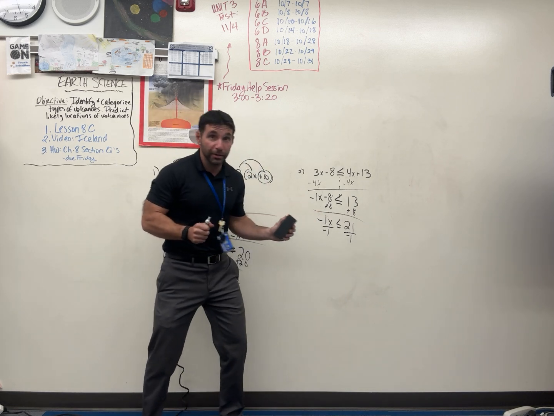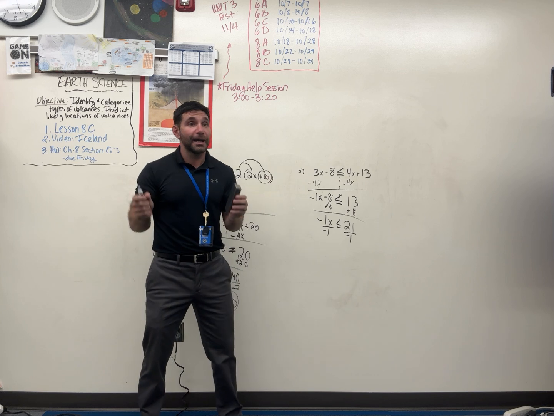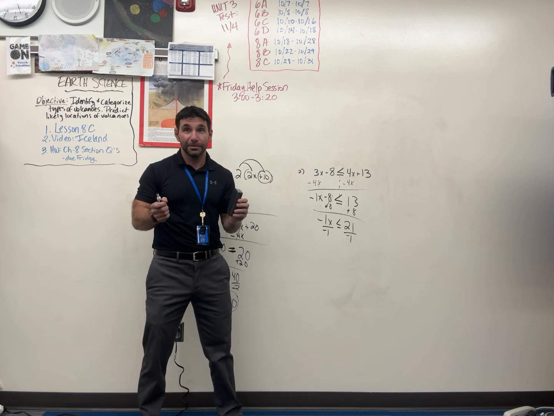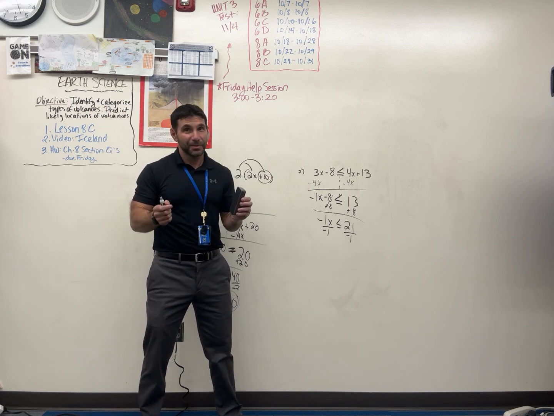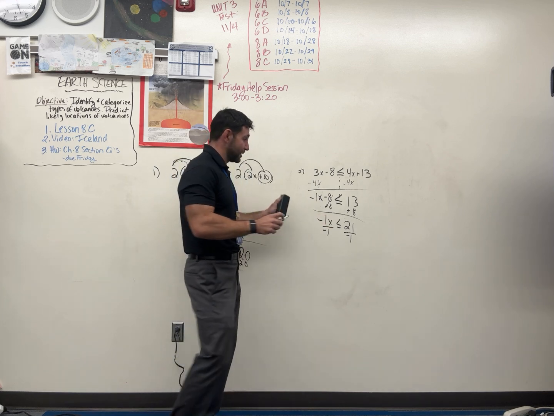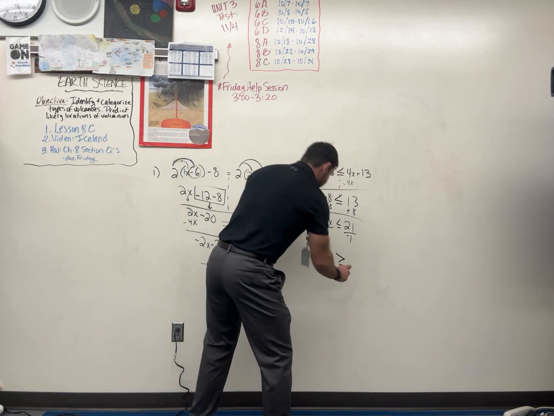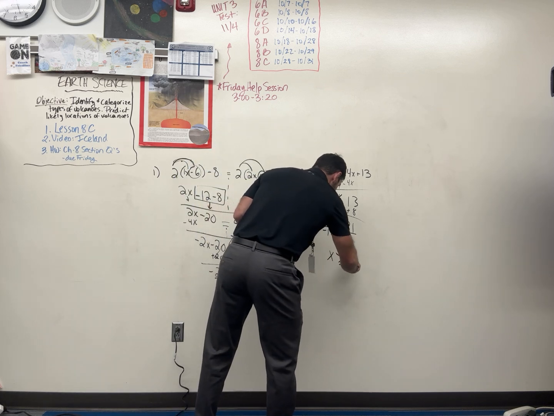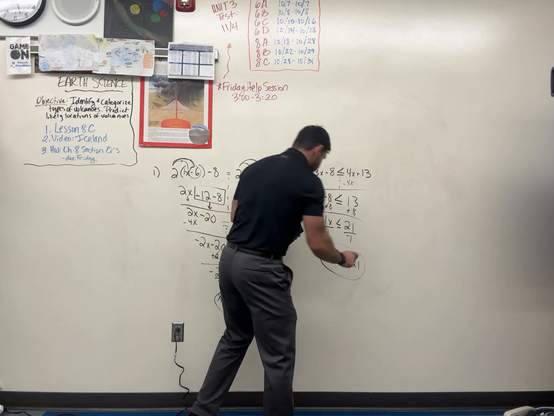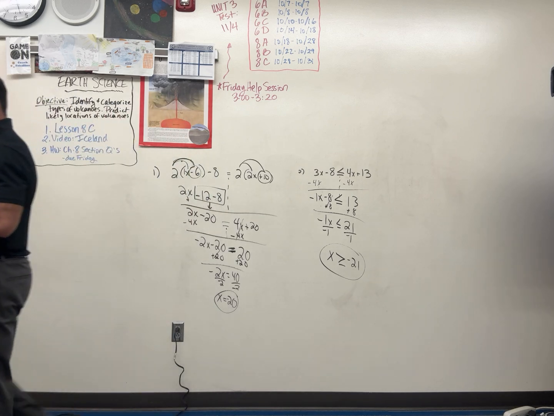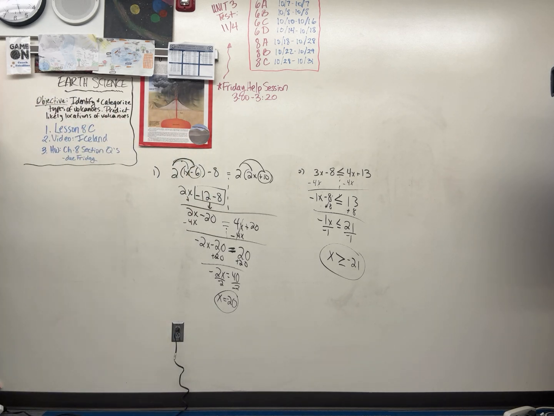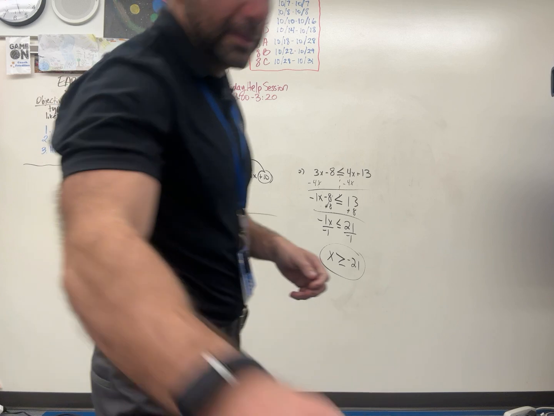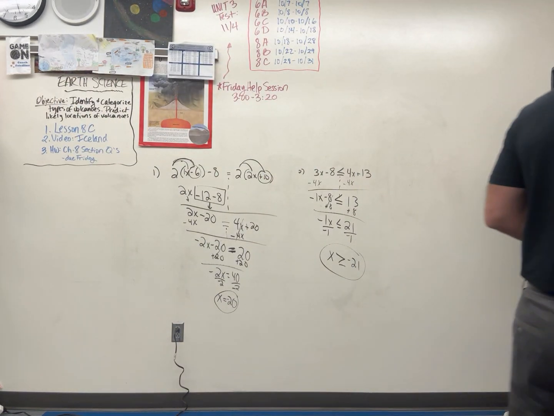In inequalities, when I divide by a negative, go ahead, Christian. The sign switches. The inequality sign has to flip. That leaves me with x is greater than or equal to negative 21. Questions? Okay, copy that down, make sure you have it.